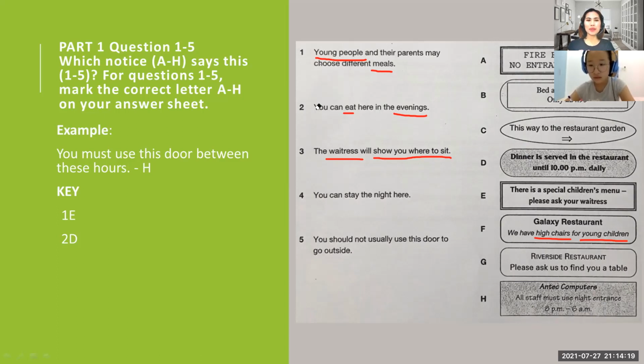Okay. Number four. Please read number four. You can stay the night here. Number four is B. Yes. Why do you think it's you can stay the night here? It says breakfast. Bed. And we need the bed at night. There you go. Number five.